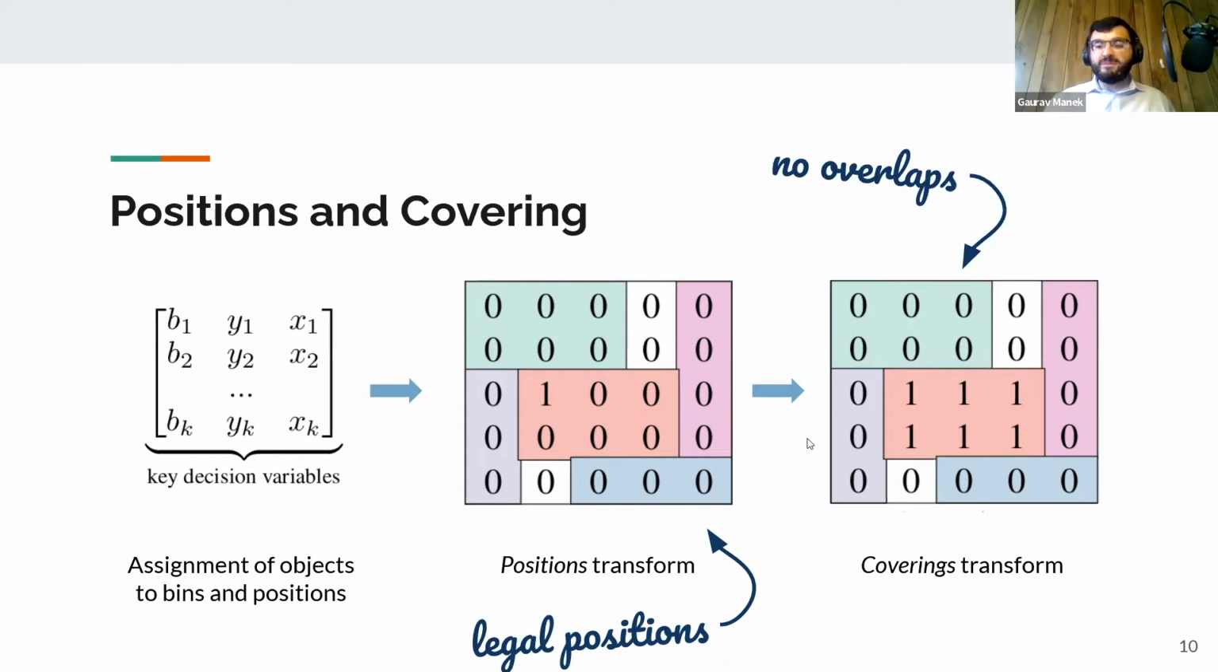And then we again transform this into a covering by the so-called coverings transformation, where we have a value 1 for each cell occupied by each object. And we use this to enforce a no overlapping constraint, meaning that no two objects can occupy the same cell of the bin. Does this make sense so far? I'll be going into detail in the transformation in just a second. All right, great, thank you.